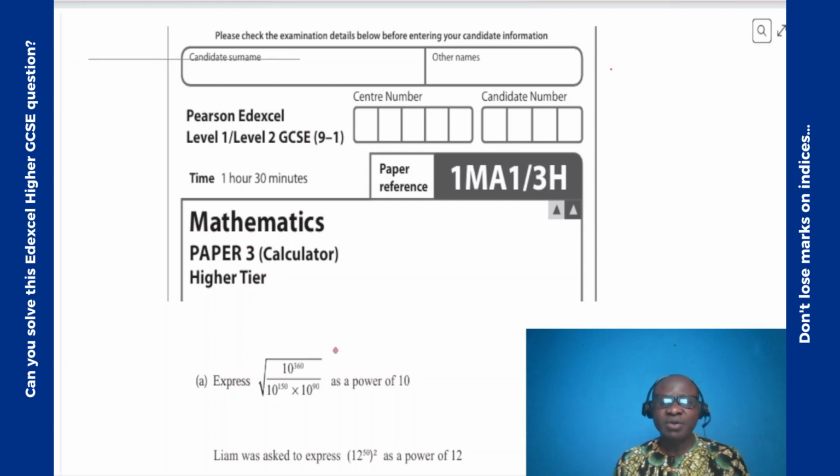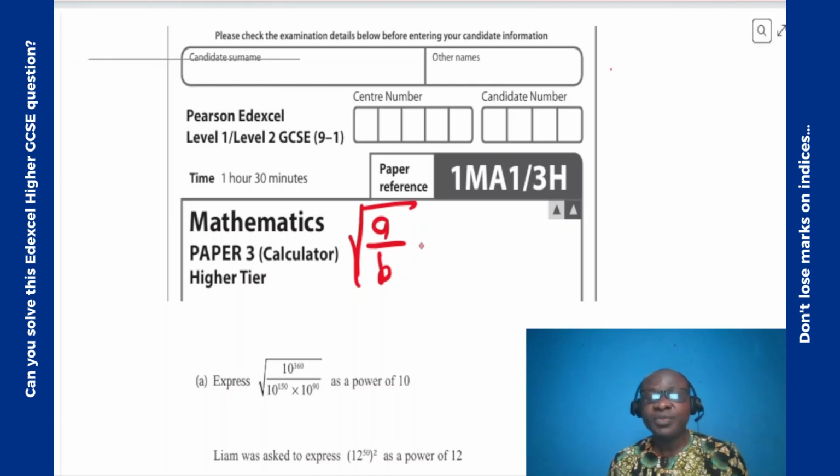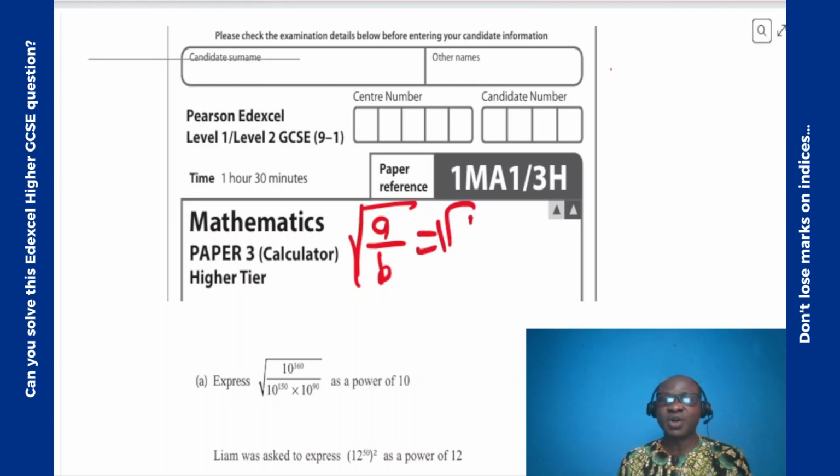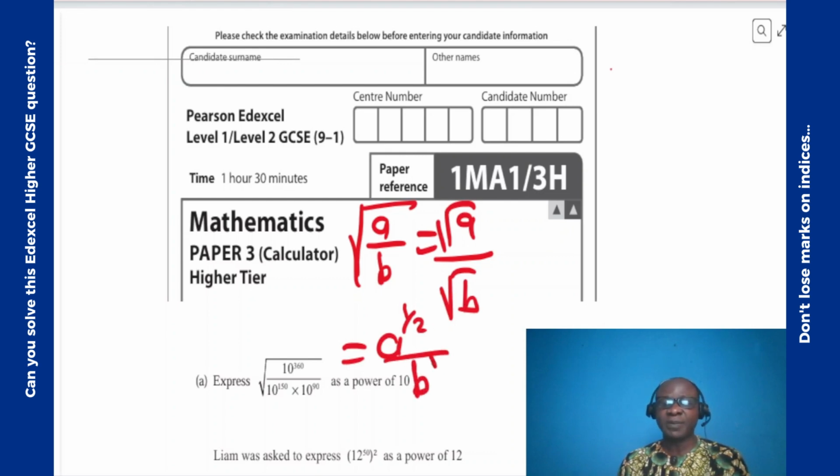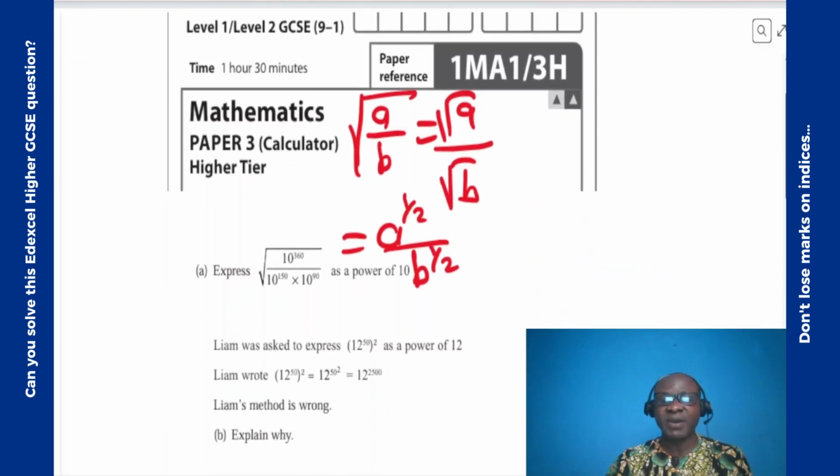Express the square root of 10 to the power of 360 divided by 10 to the power of 150 multiplied by 10 to the power of 90 as a power of 10. Now, I want you to know that if I give you the square root of A all over B, by law of sorts, it is the same thing as the square root of A divided by the square root of B, which can also be written as A to the power of half divided by B to the power of half. Okay, going by this, we can now apply it to the given question.